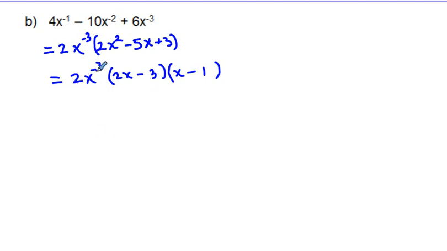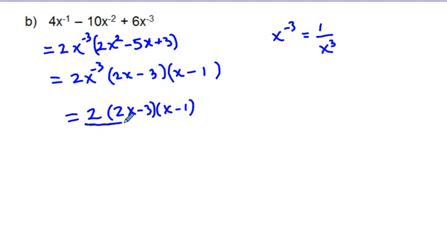And we can finally do one last thing here. When we have this negative 3 power, x to the negative 3 power, I'm putting over here on the side, is the same as 1 over x to the third power. So we can rewrite this whole expression, if we want to, as 2 times quantity 2x minus 3, quantity x minus 1, over x cubed.